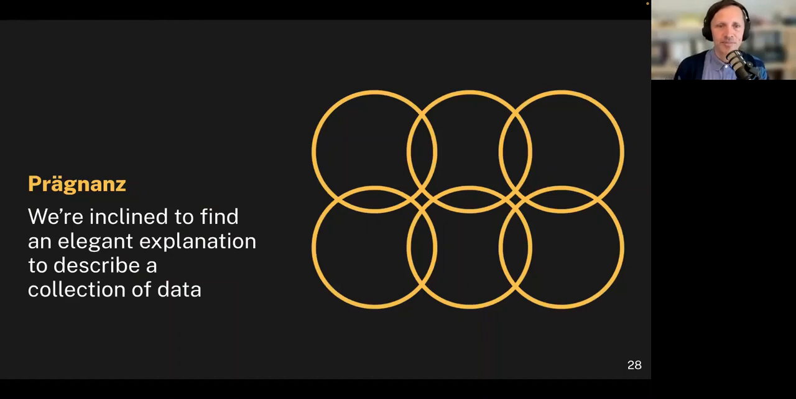Slide 28. The first concept is somewhat meta, and it's the concept that we want to find meaning by grouping. We tend to group stimuli in a way that preserves and enhances some type of meaning, preferring the simplest explanation. This is called the principle of pregnance. And pregnance, whose exact translation is something like precision, we might also think of as elegance, in the way that a solution to a problem might be considered elegant. We're inclined to find an elegant explanation to describe a collection of data.